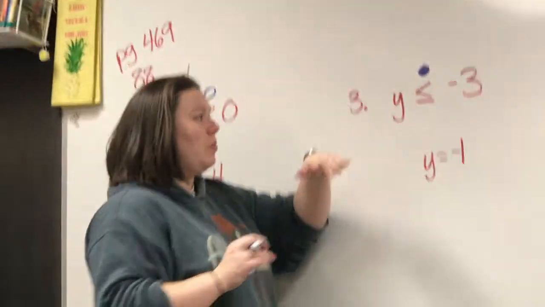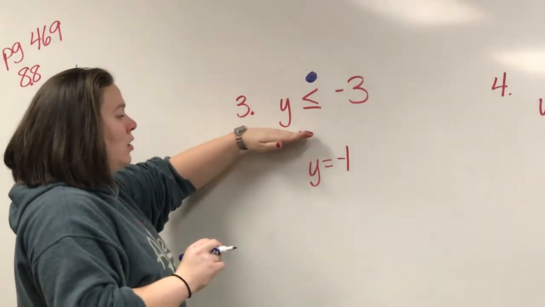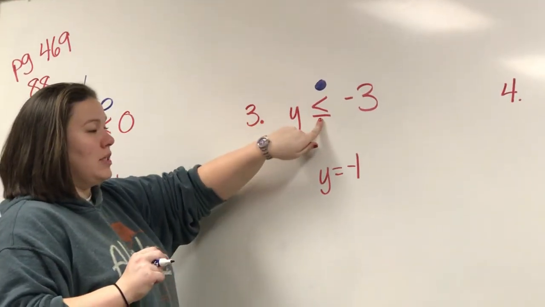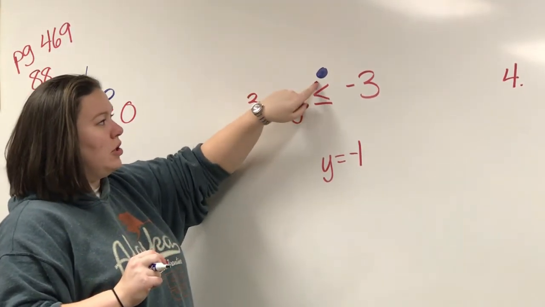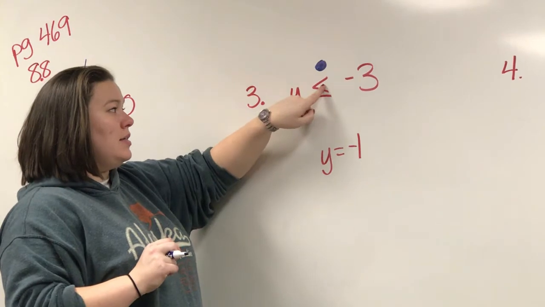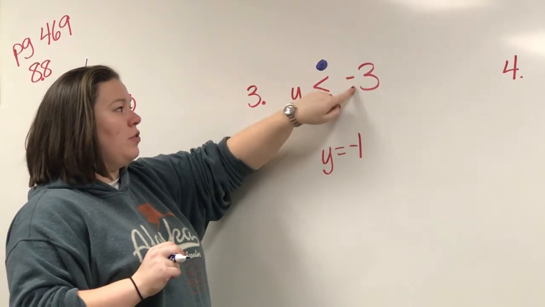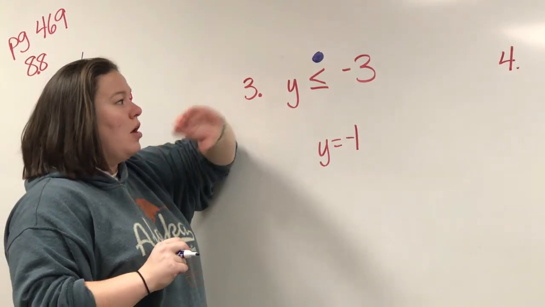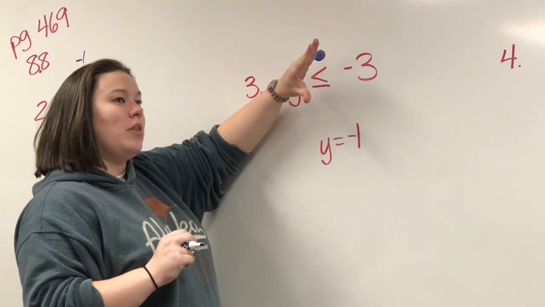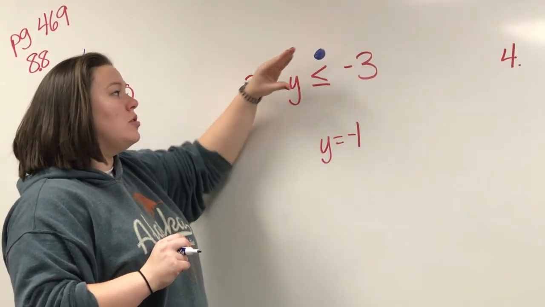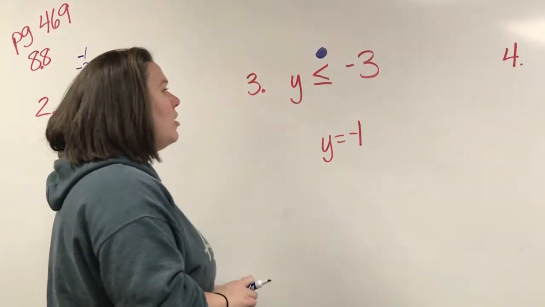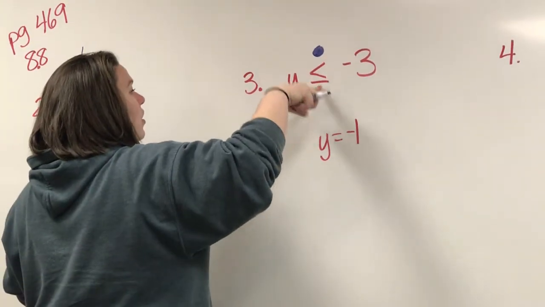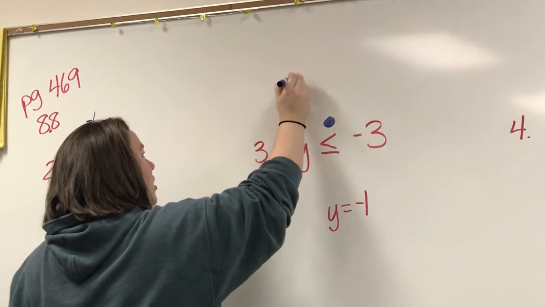Moving on to problem number 3. Okay, there was an equal to sign, so I had to do a closed dot. It says that -3 is going to be greater. So we need to come up with numbers that are smaller than or equal to -3. So -3 is an option.